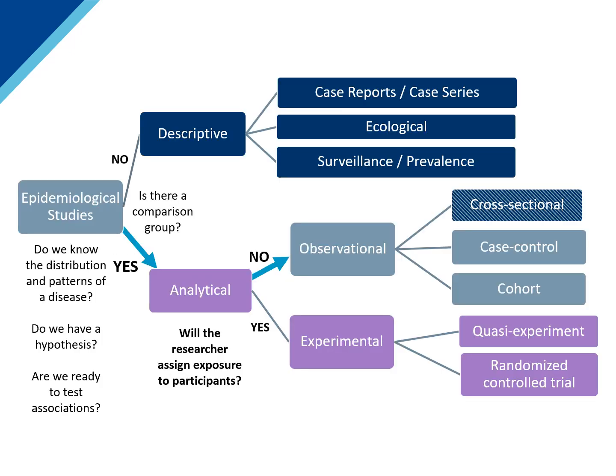Returning to our study design figure, when we're ready for an observational study design, we will have some understanding of the patterns of our exposure or outcome of interest, and we should be ready to explore or test hypotheses regarding the outcome and exposure of interest. The next question we ask is, will the researcher assign the exposure to participants? If the answer is no, we're going to do an observational study. We've already addressed cross-sectional studies, so we'll focus in this topic on case control and cohort studies.